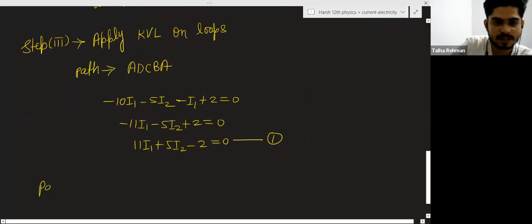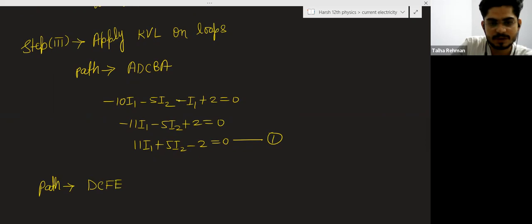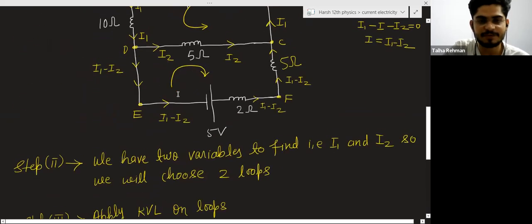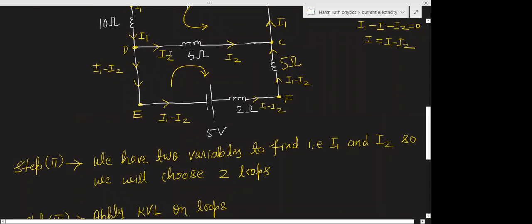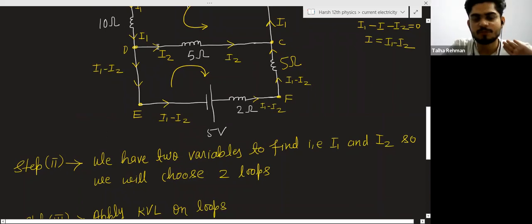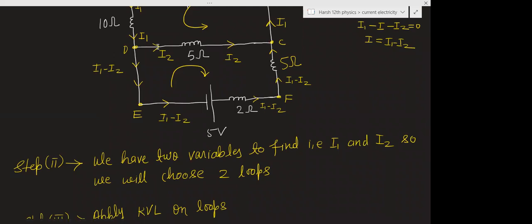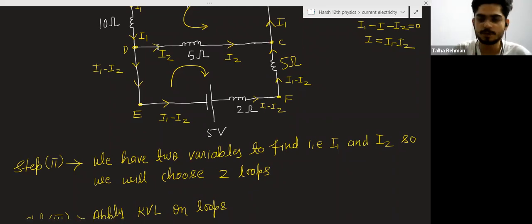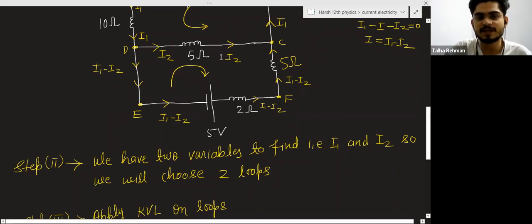Now I will choose the path D C F E D. So what will you write for this? Minus 5 I2. Because we are moving in the direction of current, it means we are moving from higher potential to lower potential. So we will take minus 5 I2.